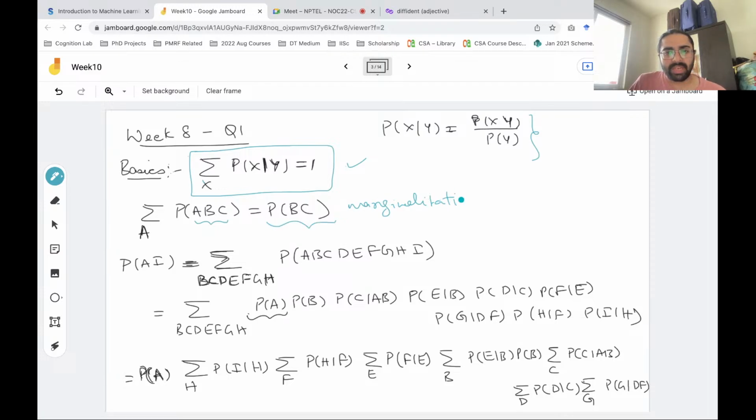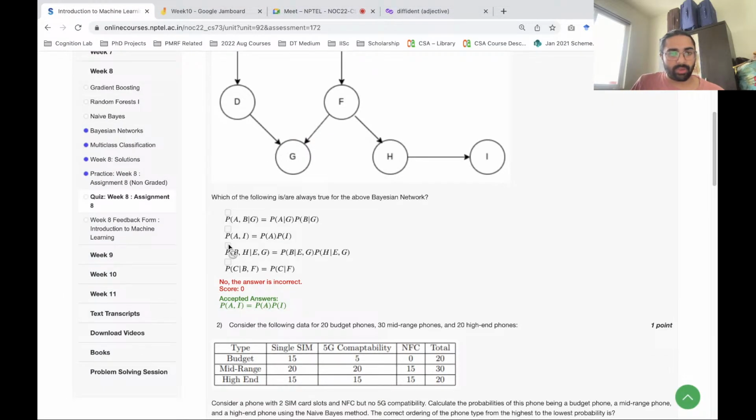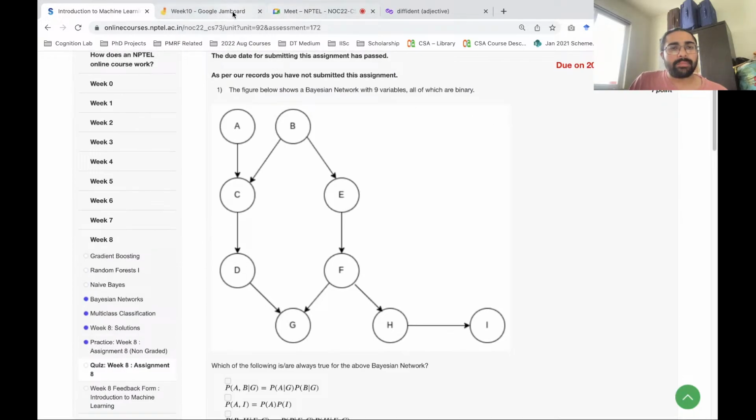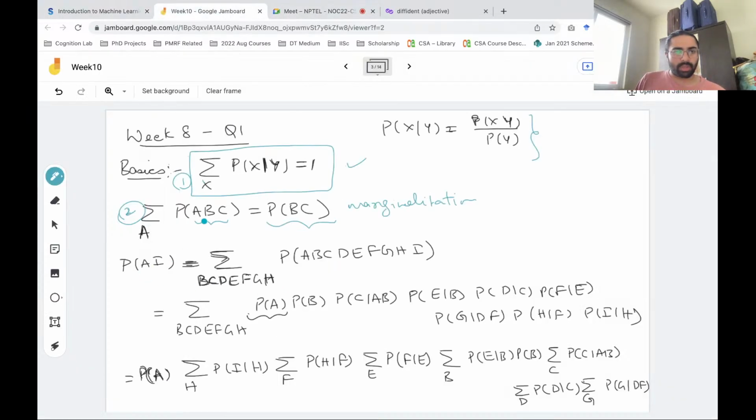Using these very basic ideas of probability, we'll look at the second option here. Is P of AI equal to P of A into P of I for this particular Bayesian network? So first thing is, using the idea of marginalization, I can write this P of AI as the summation over all the remaining variables, that is B, C, D, E, F, G, H, and the probability distribution of the variables from A to I.